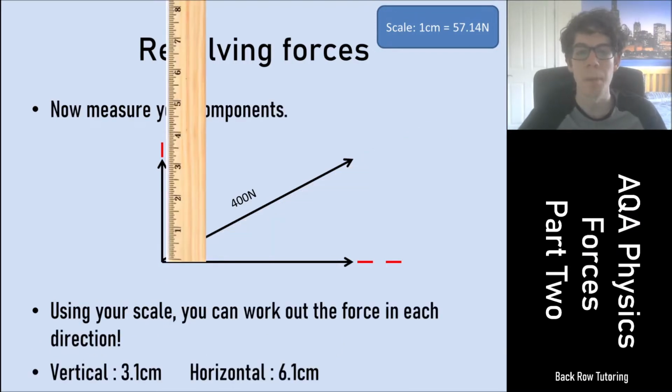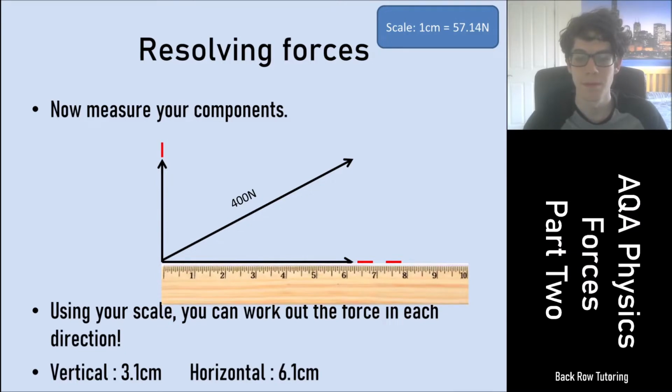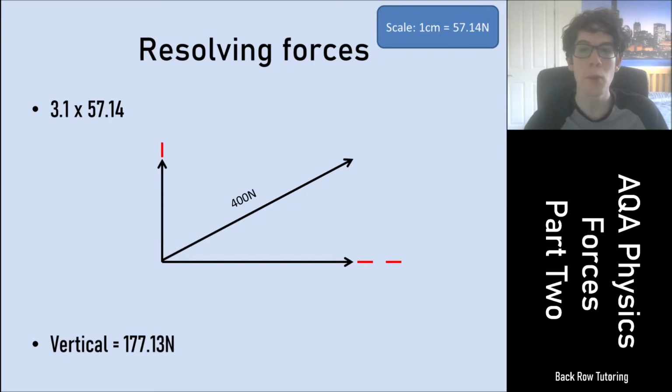Now you need to measure your components. So using your scale, you can work out the force in each direction. The vertical is 3.1 centimetres and the horizontal is 6.1 centimetres. 3.1 multiplied by our scale means that our vertical, or this arrow here, represents 177.13 newtons. 6.1 multiplied by our scale, because we had 6.1 centimetres here, well, that represents 348.5 newtons. So we'll have 348.5 newtons in the horizontal.